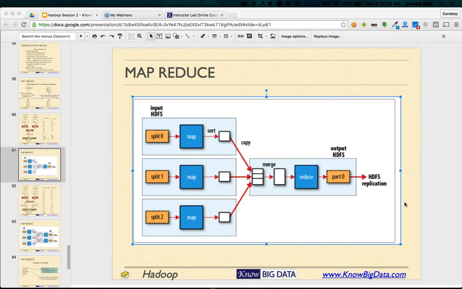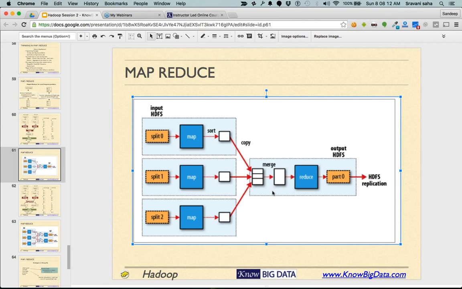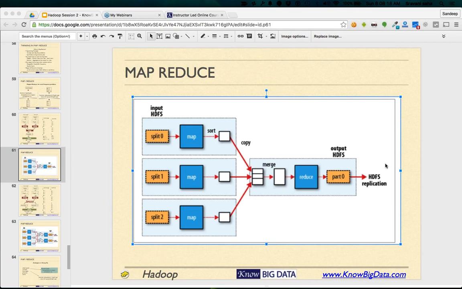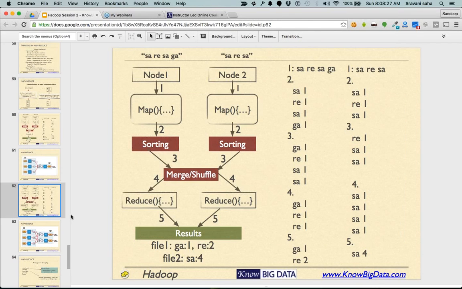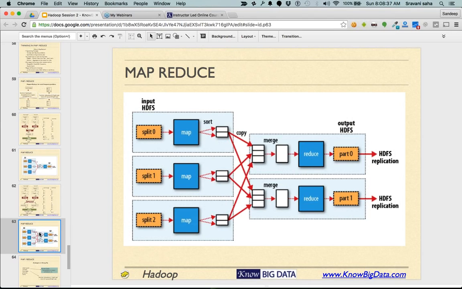Now Srini's question is, on which machine does the merge and reduce function run? It all depends on which machines are free at that point of time and are also nearer to these existing machines. Alright, and sometimes we can have merge and shuffle, and after merge and shuffle we could have reduce. I think a better diagram is this one.